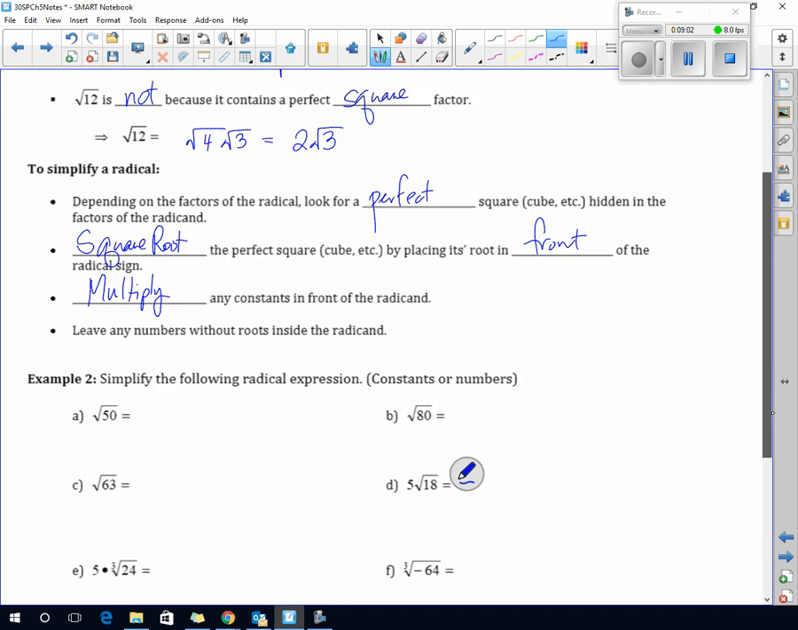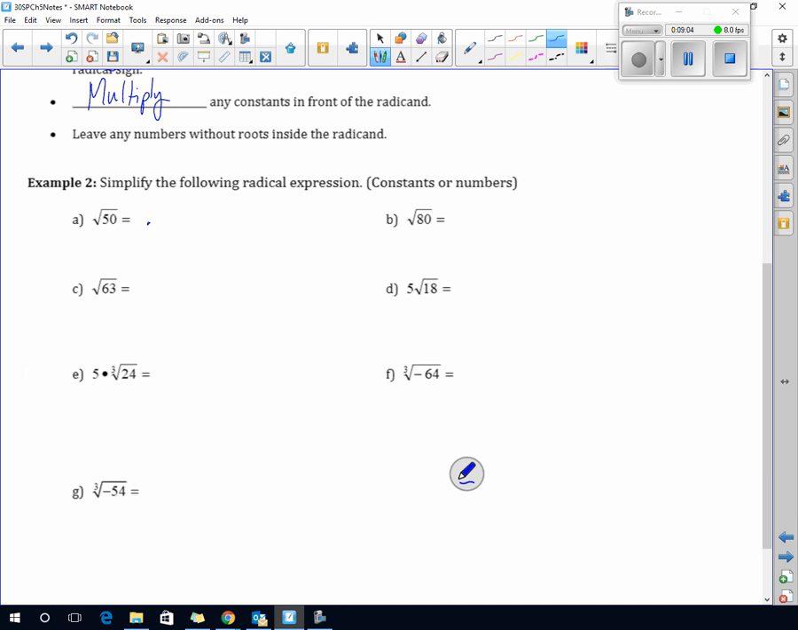Okay, so do you want to try the rest? Okay, try that. Okay, so 80 is root 16 times root 5, so it is 4 root 5. Is that what you got? Yeah. And root 9 times root 7, so 3 root 7. Yeah. Maybe I should circle my answers here.